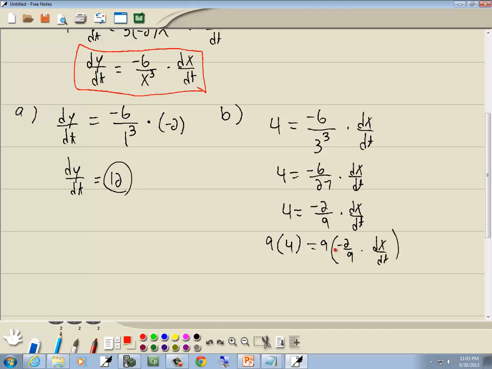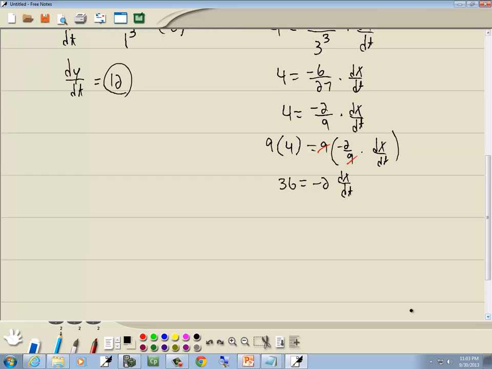And when we do that, these 9s are going to cancel. 9 times 4 is 36 equals negative 2 dx/dt. We're trying to get dx/dt by itself, so I'm going to divide both sides by negative 2. So 36 divided by negative 2 is equal to dx/dt. And that gives us negative 18, I believe, is dx/dt. And that's our answer.